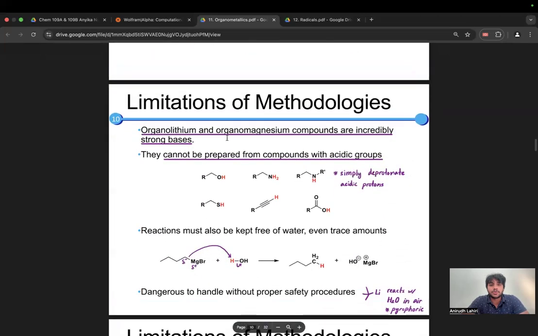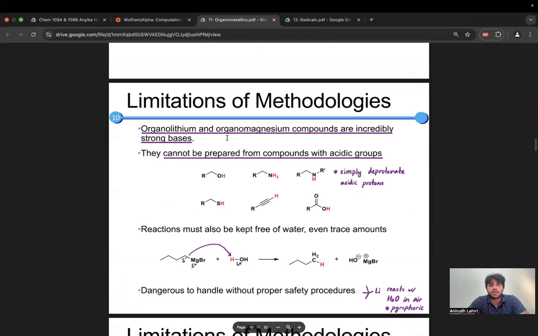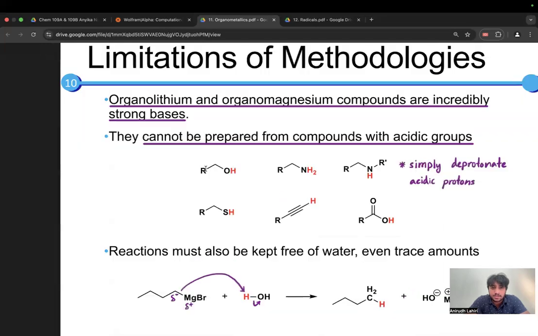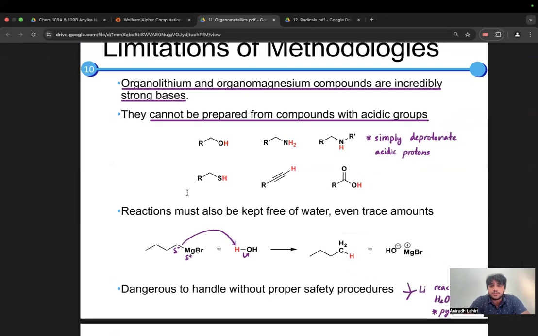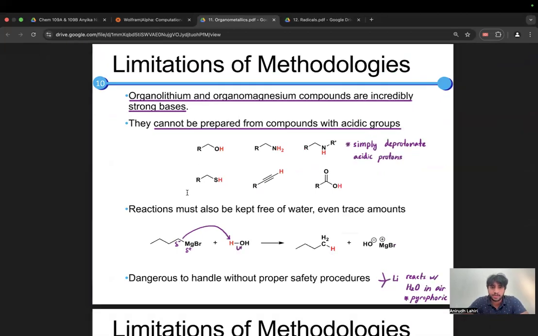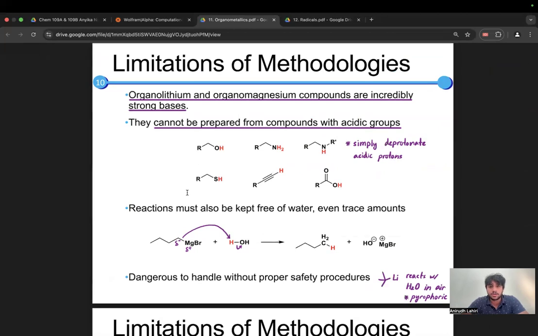Limitations of the methodology. Organolithium and organomagnesium compounds are incredibly strong bases. They cannot be prepared from compounds with acidic groups, because what will happen is they'll just deprotonate the acidic protons, right? So if I put a minus here, this minus is going to come here and kick off this proton, and it's not going to be very useful, right? The reactions also have to be kept free of water, even trace amounts. This is really important, especially in practical organic chemistry, because we get a lot of side reactions.